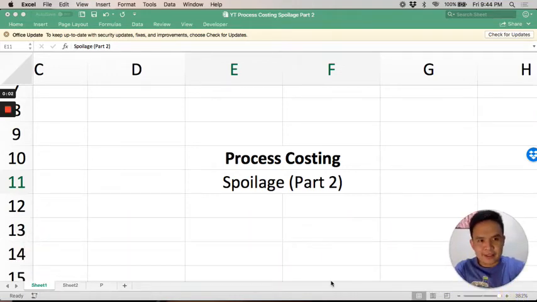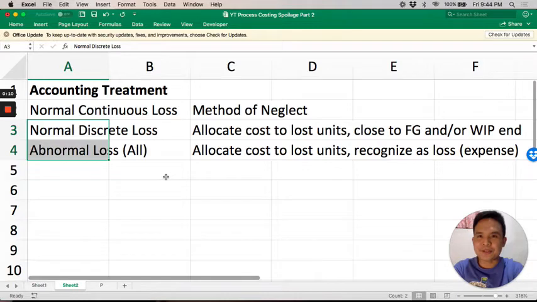Hi guys! Welcome sa part 2 ng ating spoilage na topic sa process costing. Recap tayo tungkol sa spoilage. Nag-iiba ang treatment ng spoilage depende kung anong klaseng spoilage.